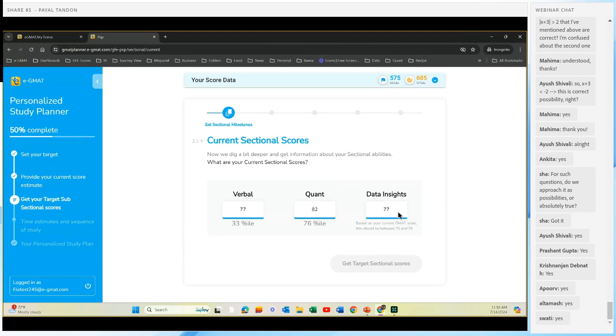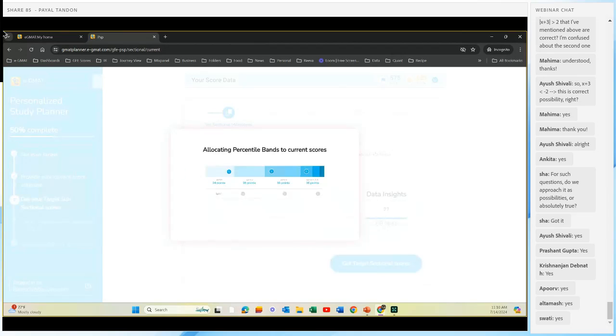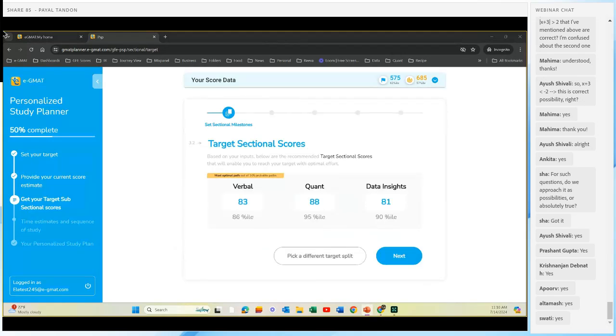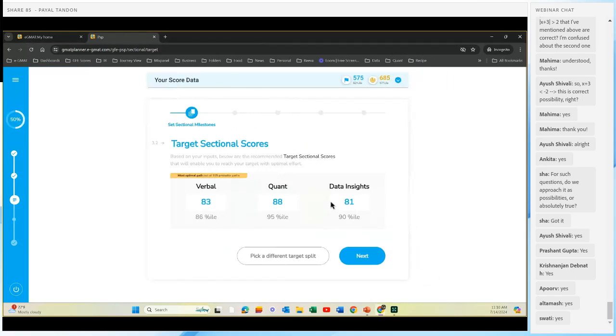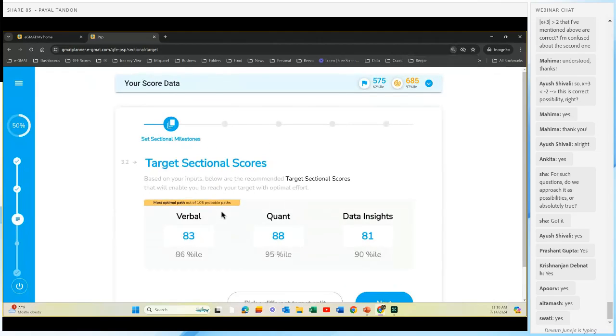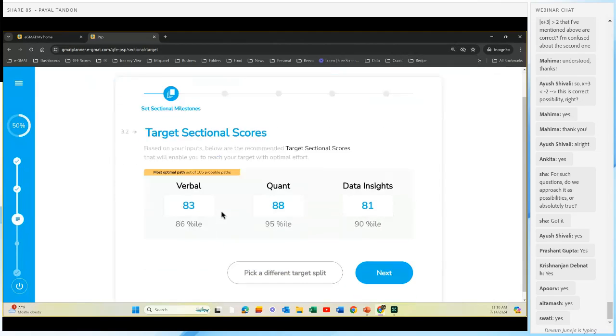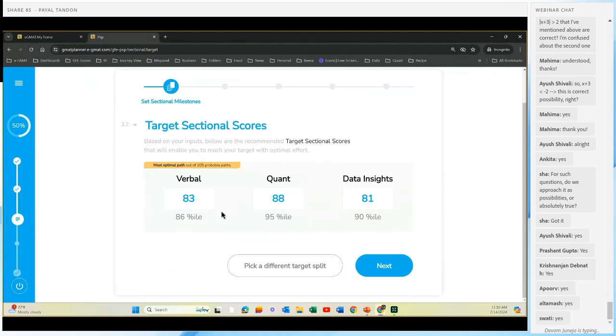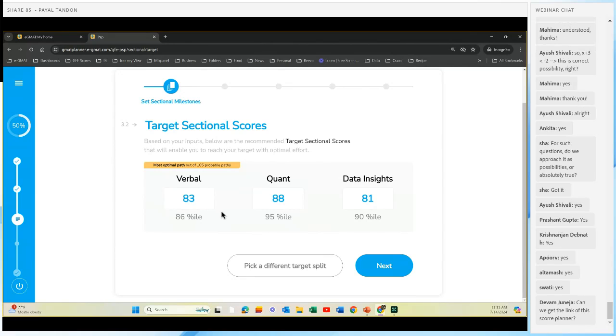Now the system is smart enough to say that if you are at 575, and you're telling me that in verbal you're 77 and quant 82, this means that the data insights score has to be between 75 and 79. So the system has all these checks built into it so that you don't put in incorrect information. Now what the system has done is it has evaluated all these 105 probable paths of going from 575 to 685. And from those paths, it has selected this as the most optimal path to get to that target score of 685.